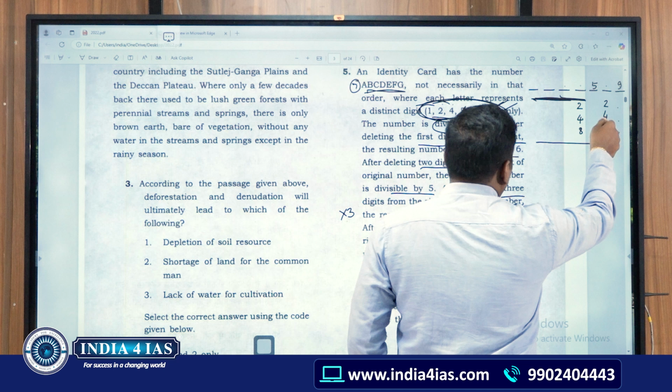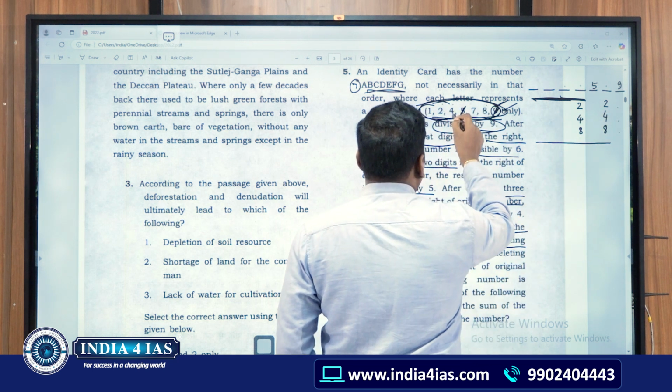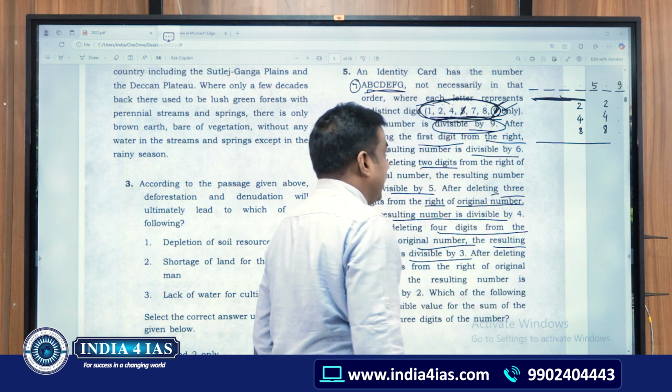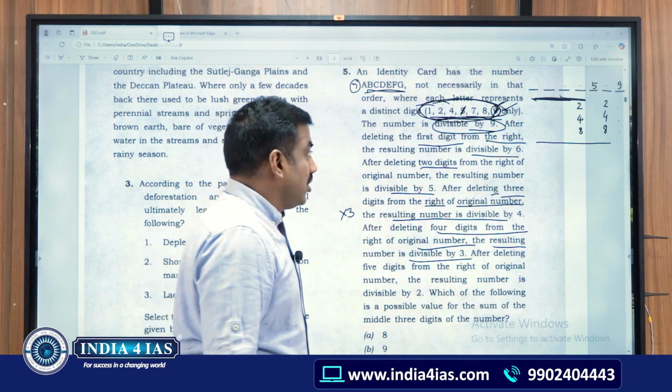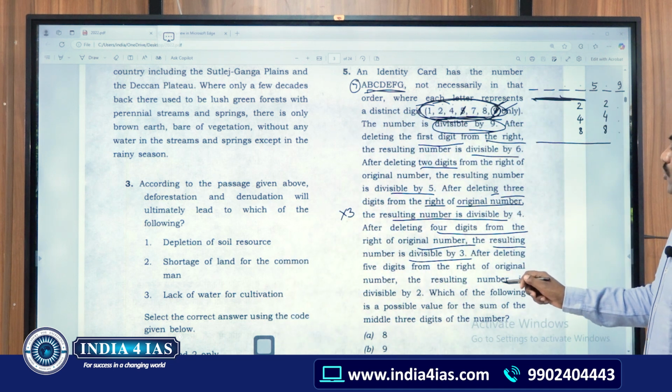And 2 or 4 or 8 will come here. So now among these numbers only, try to make a number divisible by 3. Let us come to that later.